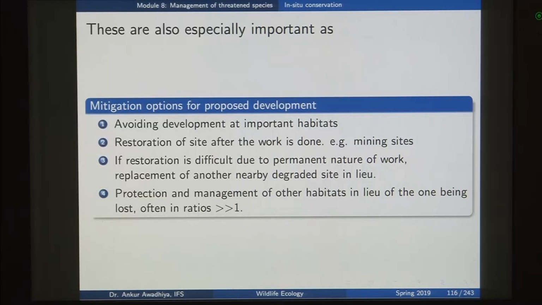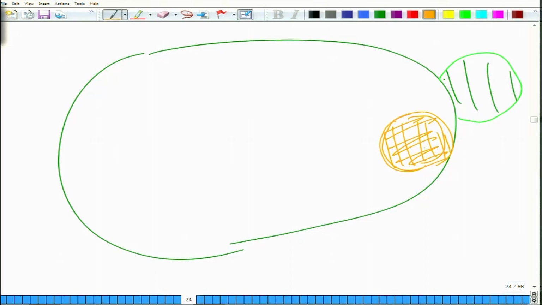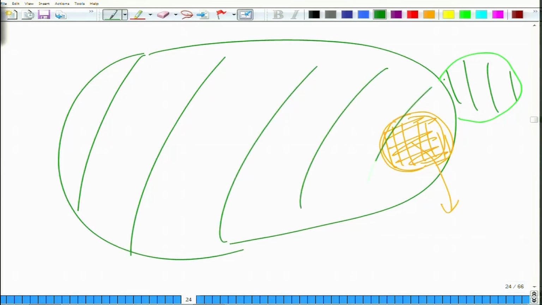And another option is protection and management of other habitats in lieu of the one being lost. So, in this case, this is the area that you are converting into mining, and if you are converting this into mining, you should give a sufficient amount of resources that would lead to protection of this big area, or maybe habitat improvement in this big area. So, even by losing a small area, in totality we can work for the conservation of this species.